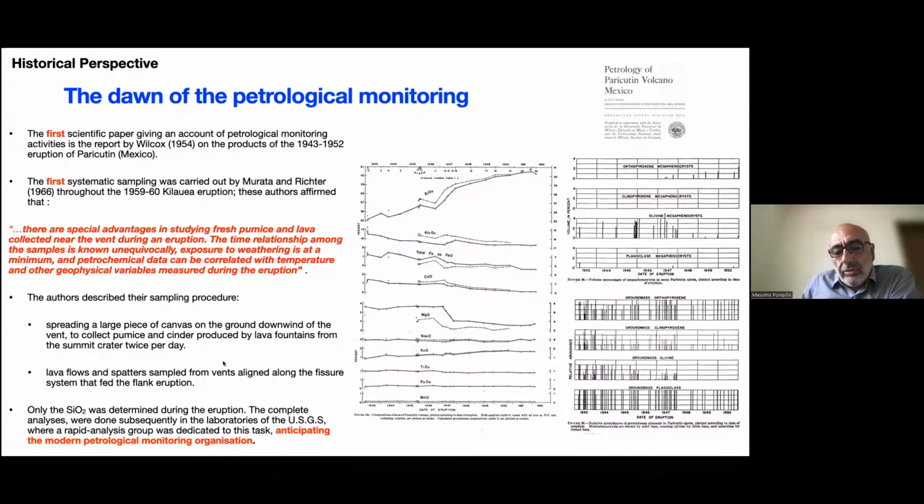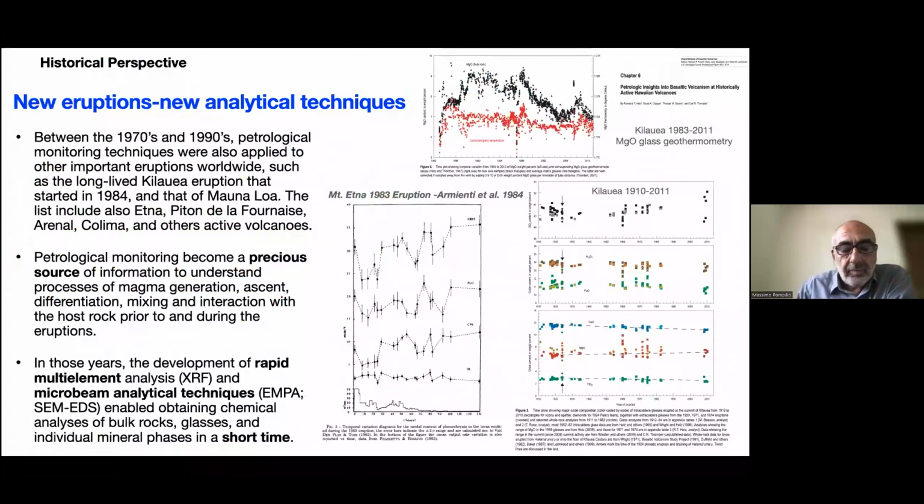In order to have an idea also of the composition, they analyzed only the silica, because in that period it was impossible to analyze more. All the methods for analysis were wet methods. So the silica can give also an idea of what the composition is. But all the analysis was done subsequently in the laboratory of USGS, not in Hawaii. So, anticipating what the modern petrological monitoring organization is.